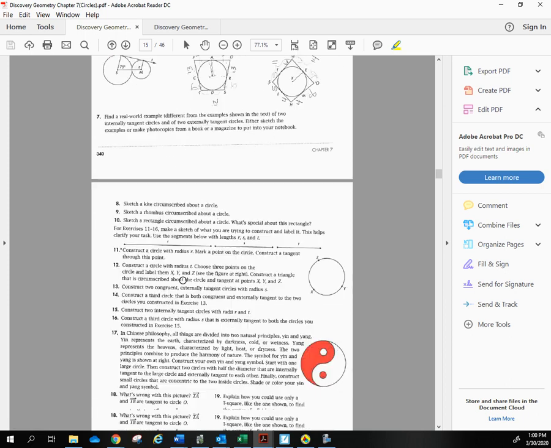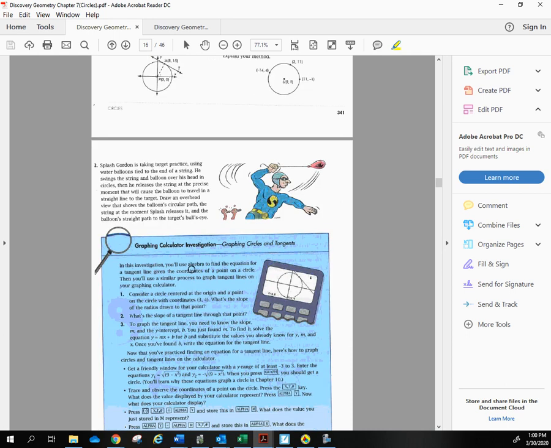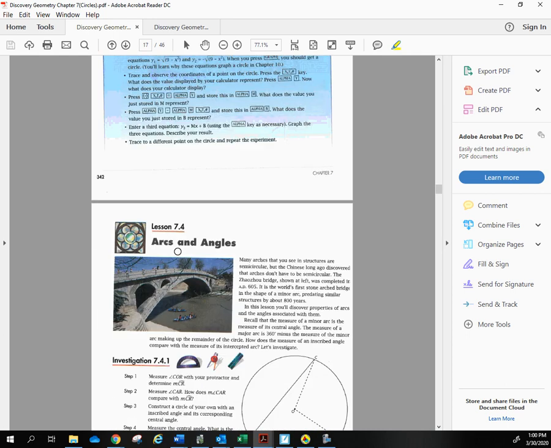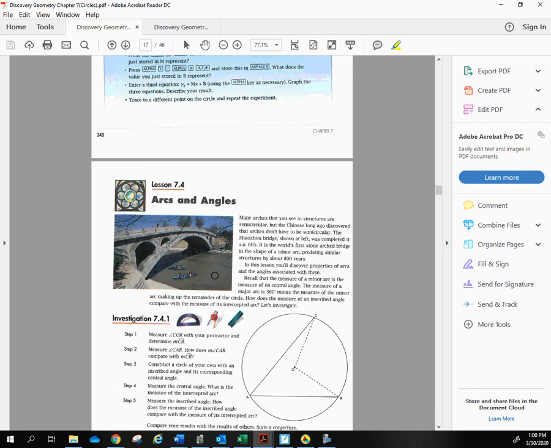Okay, that's then going to lead us into a new definition that we're going to have about angles and arcs. What we did learn previously about central angles is that if we had a central angle, this central angle was the same measure as its arc.